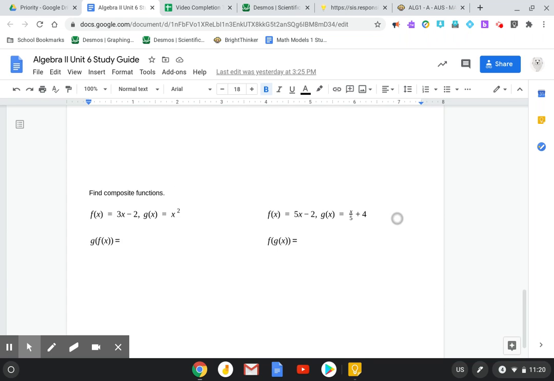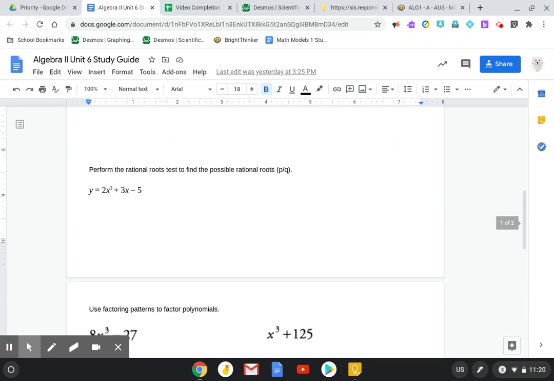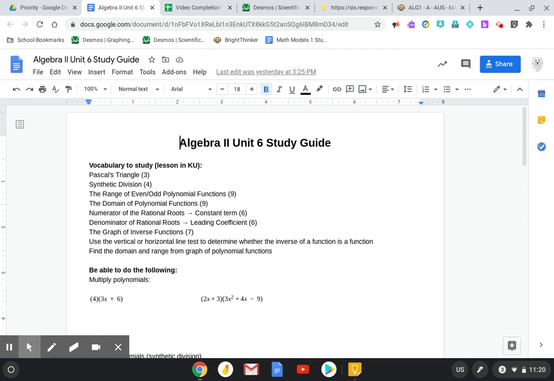All right, this is the Algebra 2 Unit 6 review. I'm going to go over the material in the study guide and work through the problems so you can see the answers and how to do them. First thing to say is you have vocabulary at the top.